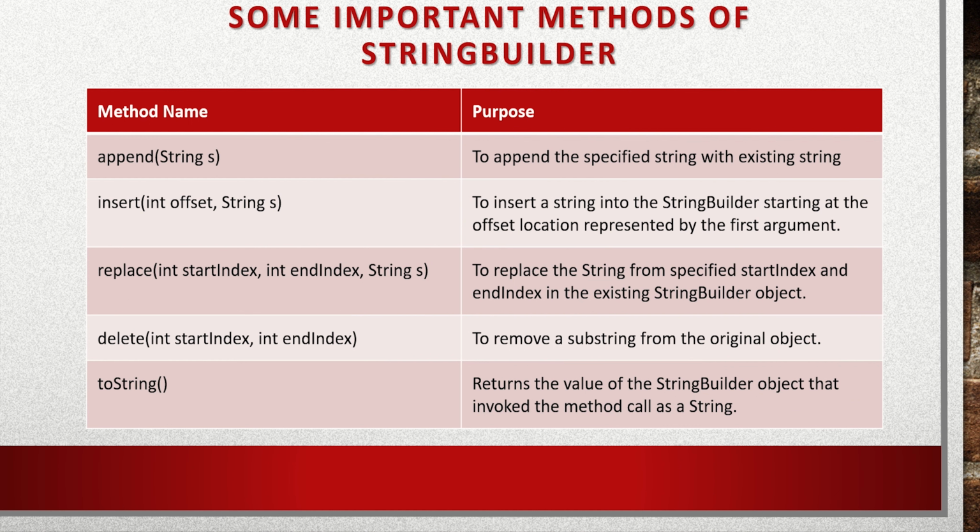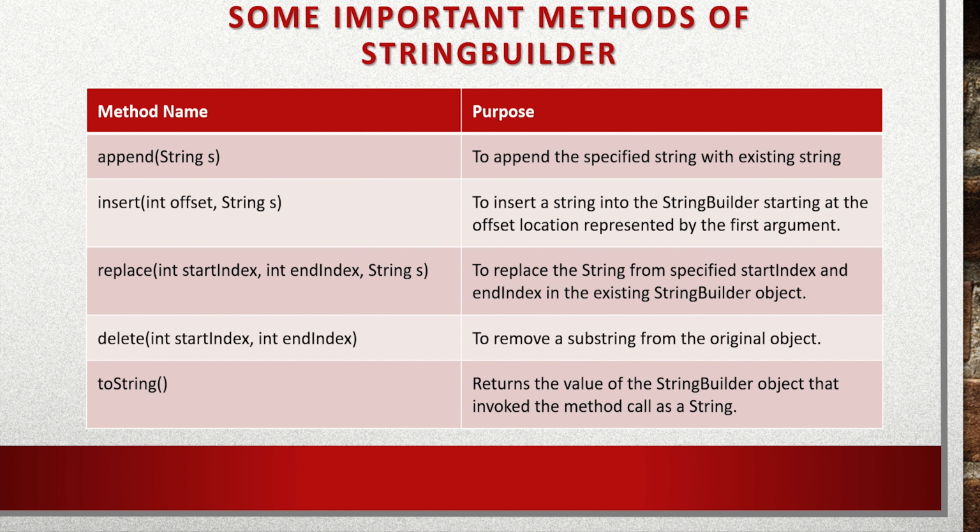Some important methods of StringBuilder. append(String s) with a string argument is used to append the specified string to the existing string. The append method is overloaded and can take many different arguments including boolean, char, double, float, int, long and others.